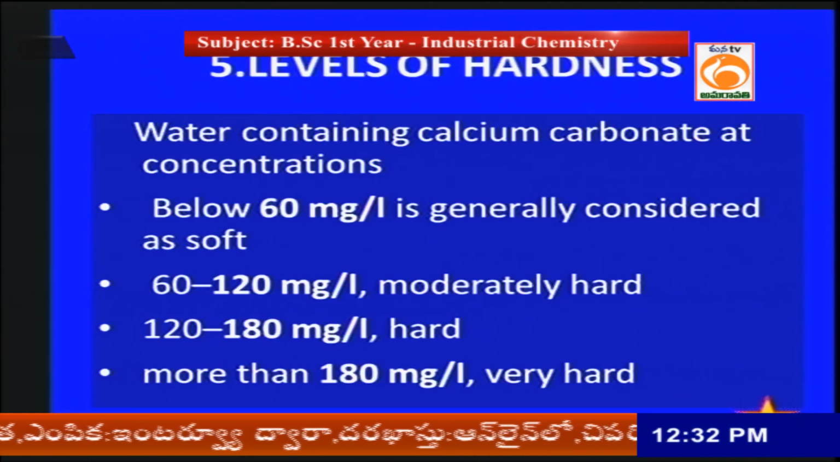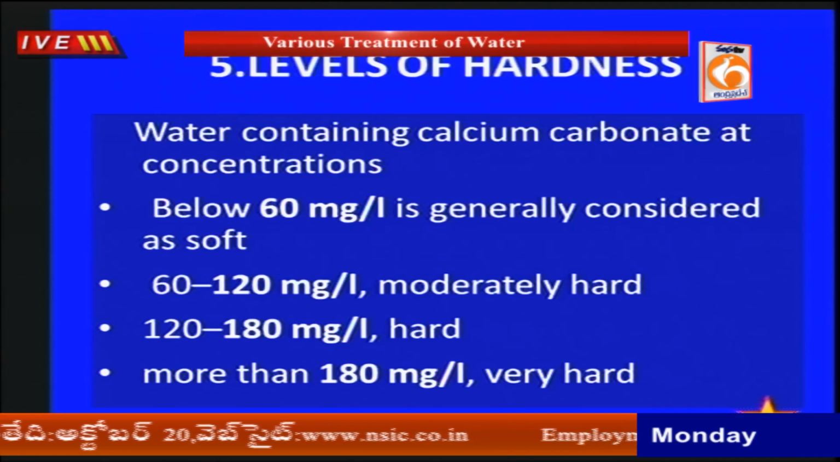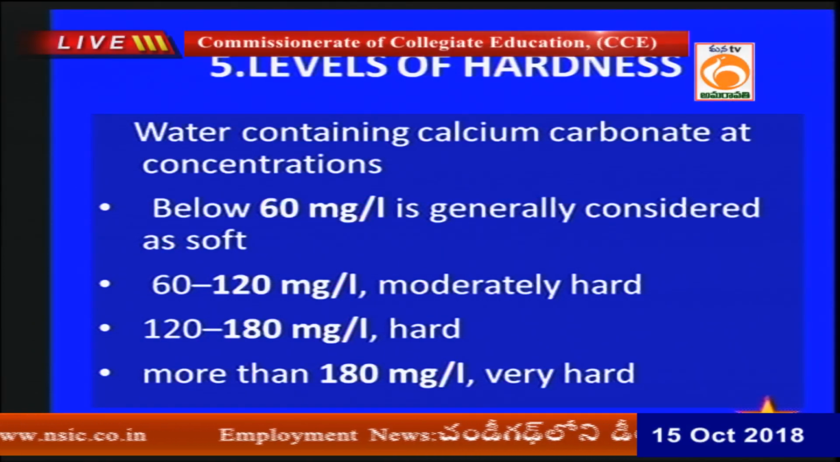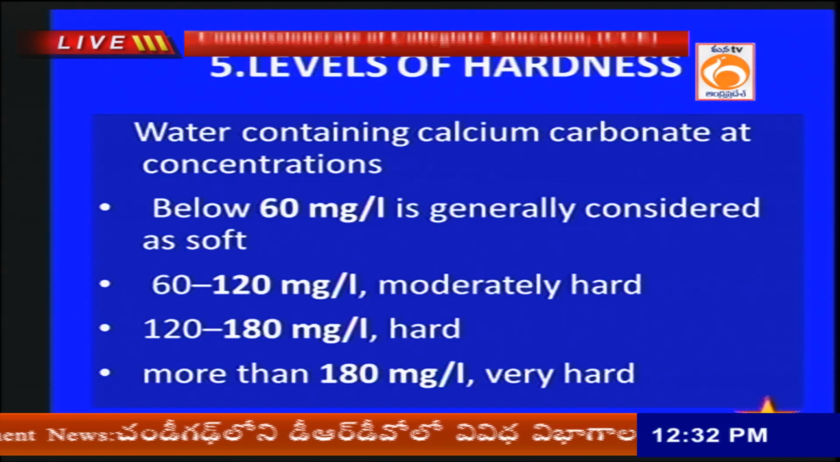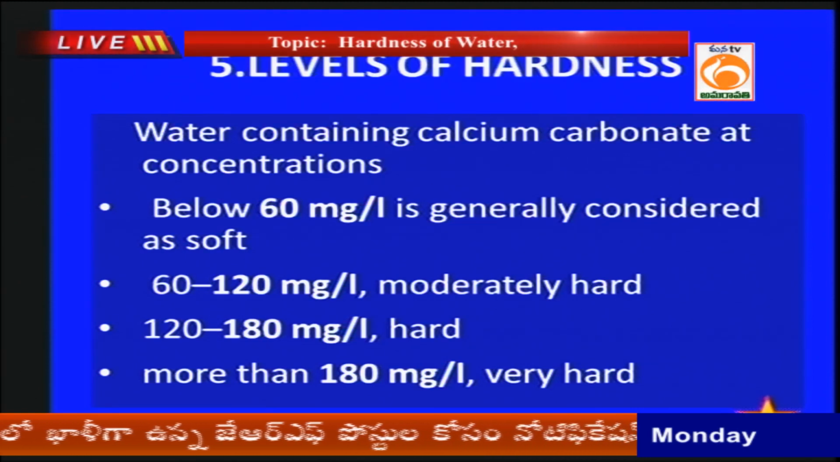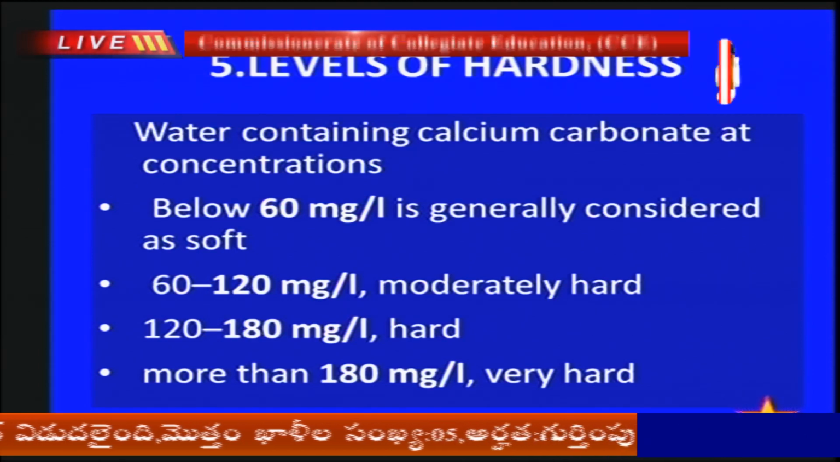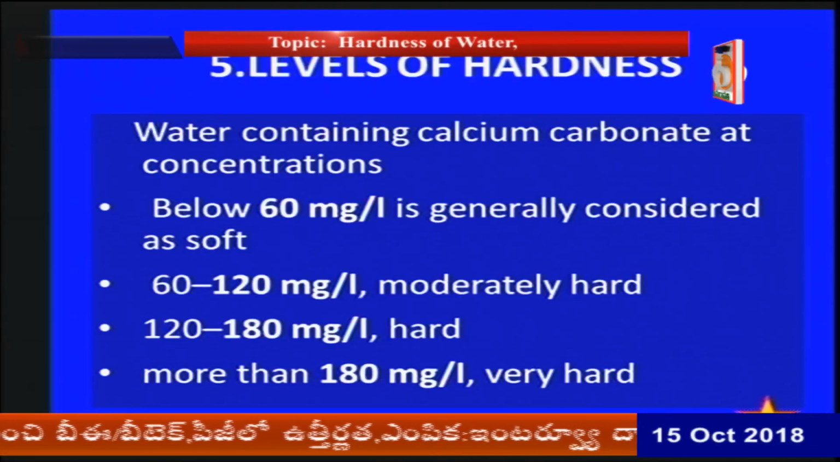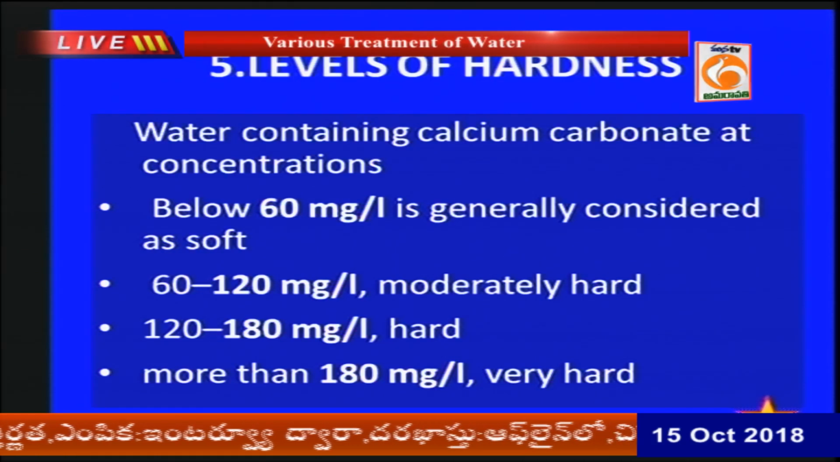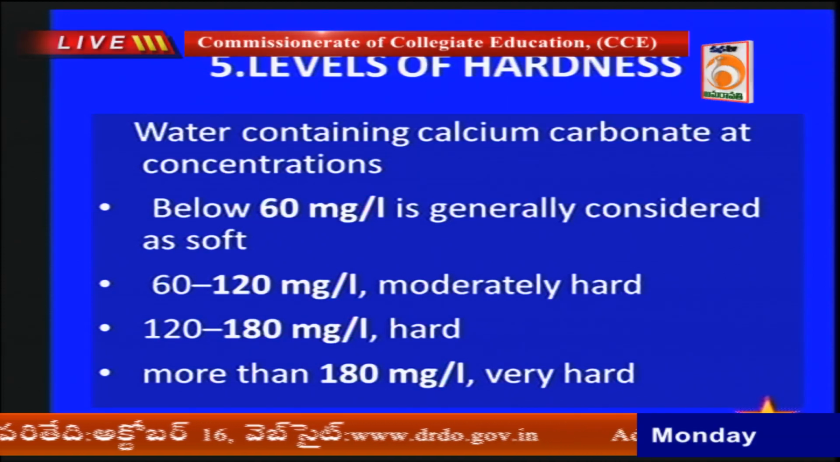One more thing we have to know is the levels of hardness. Here 220 came in the experiment. Which water is useful in industries and which water is useful for drinking can be detected by using this method. If you see the levels of water, below 60 milligrams per liter or 60 ppm is considered soft water, which is good for drinking, and it is good for industrial purposes also.